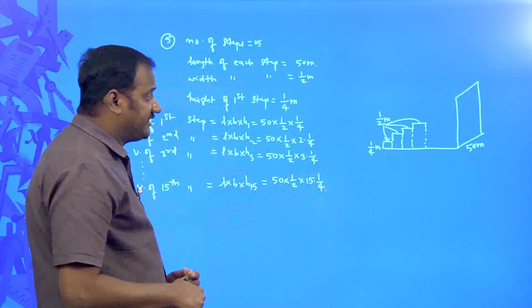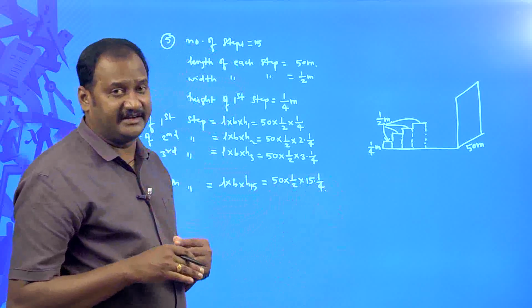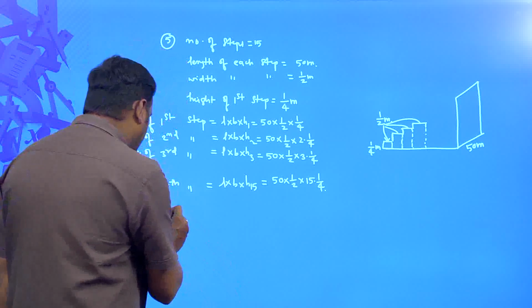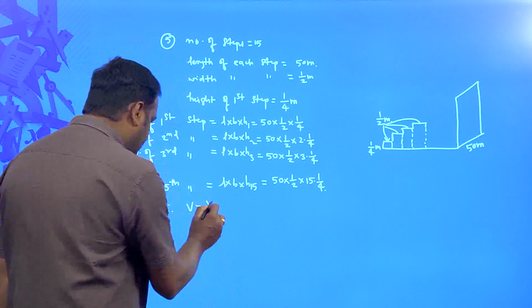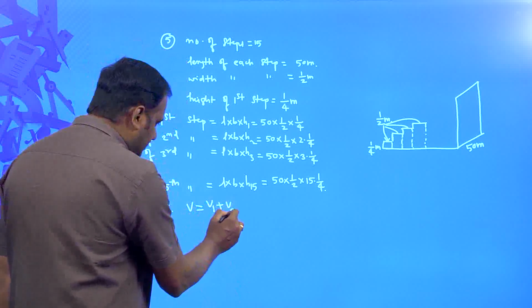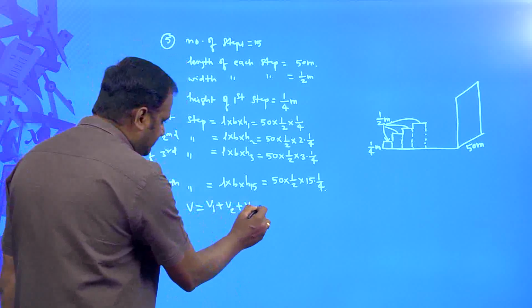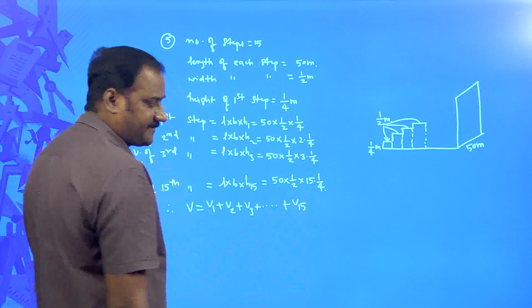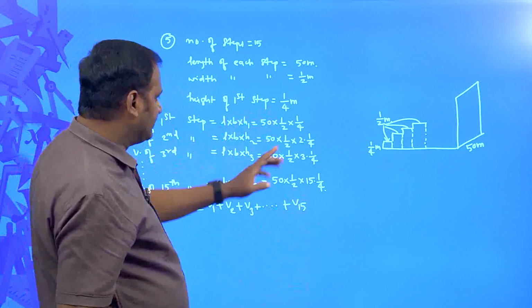But what we want here, we need the total concrete required. So, to get the total concrete required, the total volume is going to be the volume of the first step plus the volume of the second step plus the volume of the third step plus so on plus the volume of the 15th step, right. You will have to add all these things.